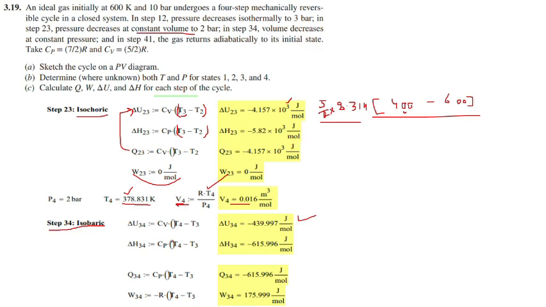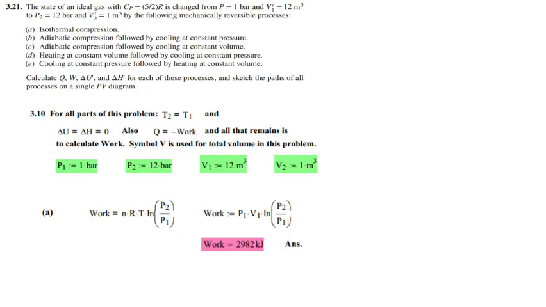Delta H is Cp times T4 minus T3. Put the Cp value, T4 and T3, you will get your answer. Q is equal to Cp times T4 minus T3. The answer is similar to the delta H. And for W, you will use this formula, R times T4 minus T3. The value of R is 8.314, while T4 is 378 and T3 is 400.